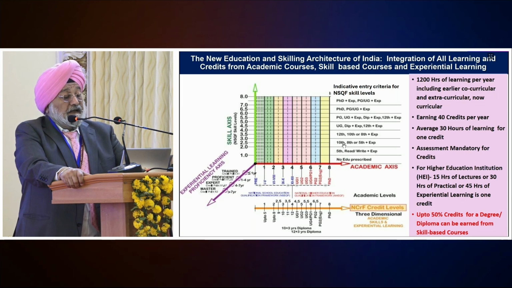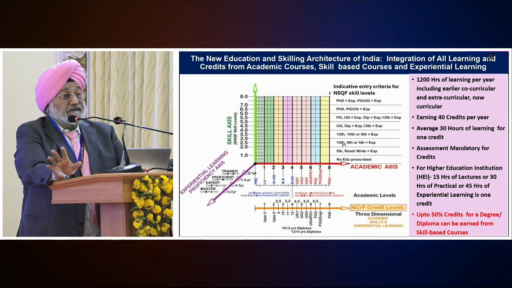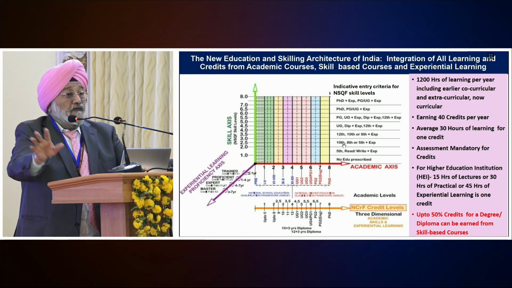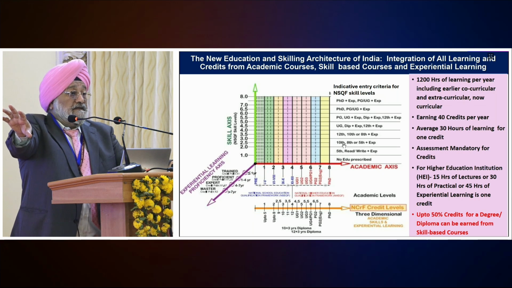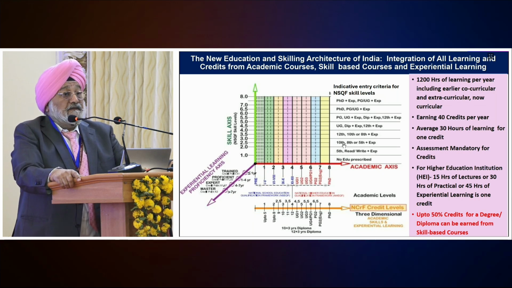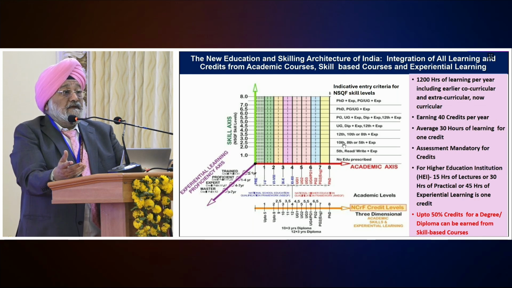There are 1,200 hours of learning every year, including co-curricular activities, 40 credits per year, on an average 30 hours of learning, 1 credit. Assessment is mandatory. And for higher education, 15 hours of lectures, 30 hours of practicals, and 45 hours of experiential learning is 1 credit. And most importantly, up to 50% of the credits you can earn from the y-axis. 50% you earn from the x-axis, and the remaining 50% from the y-axis, from skill-based courses. You add the two, and then you create the new degree.